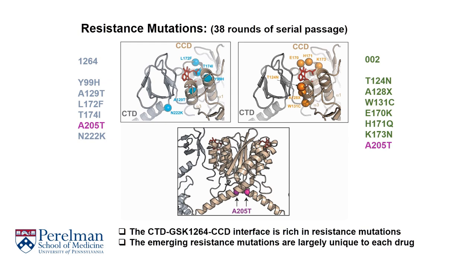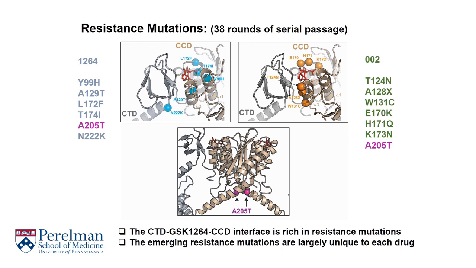CTD-CCD interface. And interestingly, the different drugs elicited different resistance profiles that overlapped very little despite a very good amount of chemical similarity between the molecules. The mutations fall within one of two categories: either direct disruption of the apparent CTD-CCD interface, or mutations which would be predicted to perturb drug positioning and concomitantly the CTD-CCD interface.